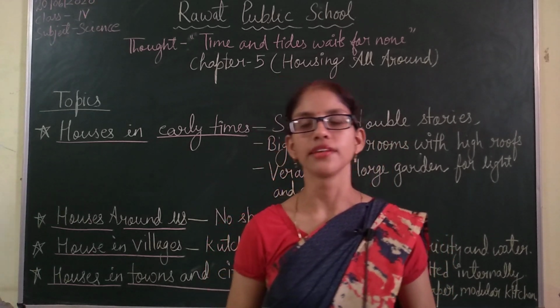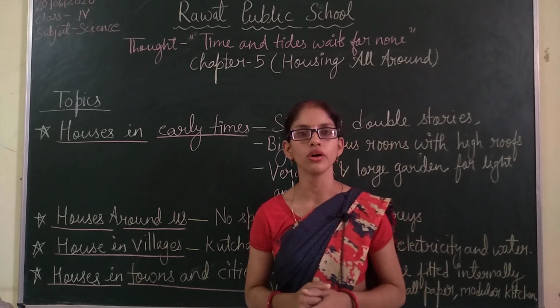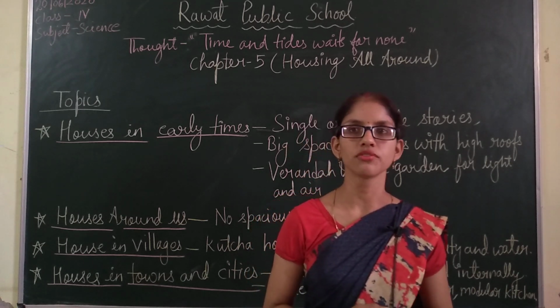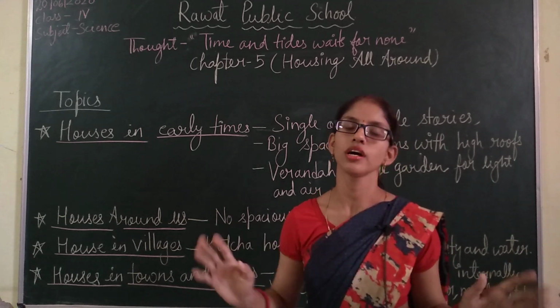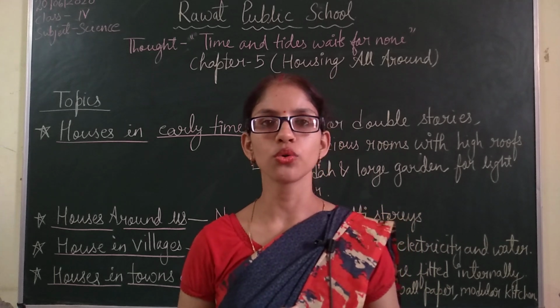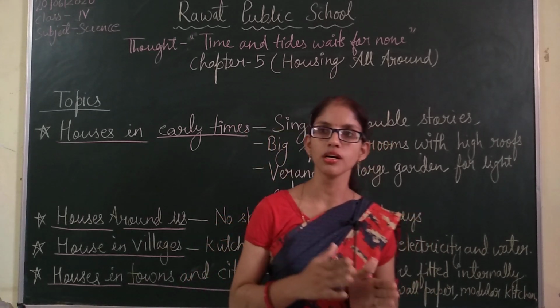Chapter 5, and the name of the chapter is Housing All Around. In this chapter we will learn about the different types of houses found around us. As we all know, there are two types of houses, kacha and pakka.